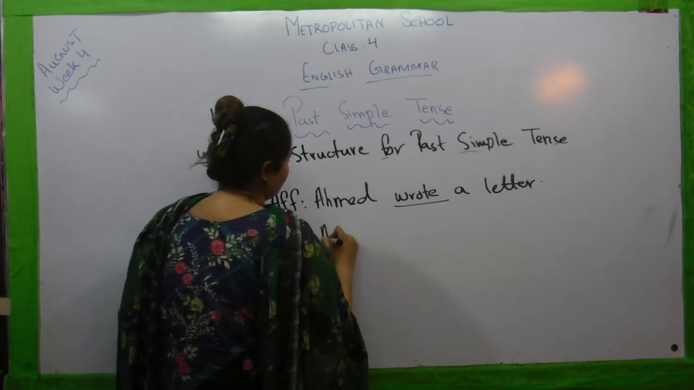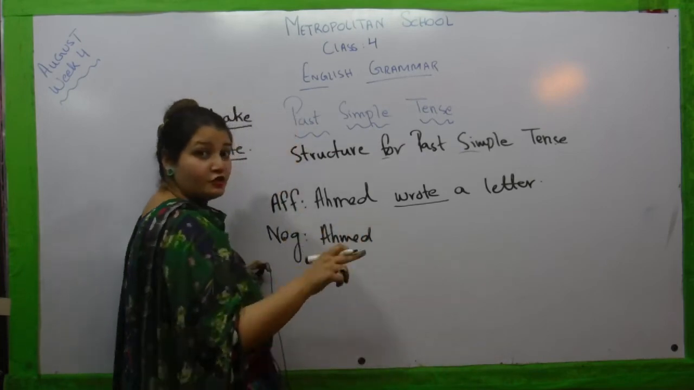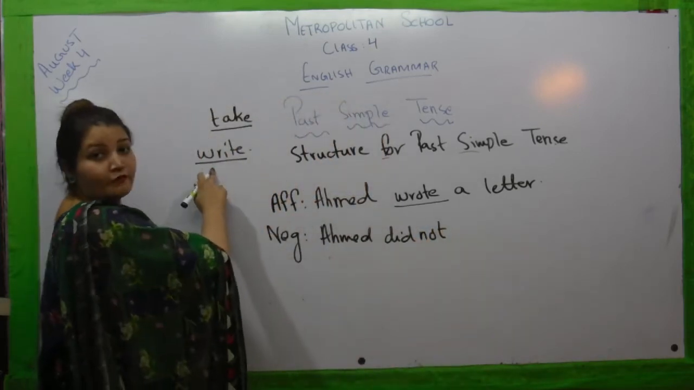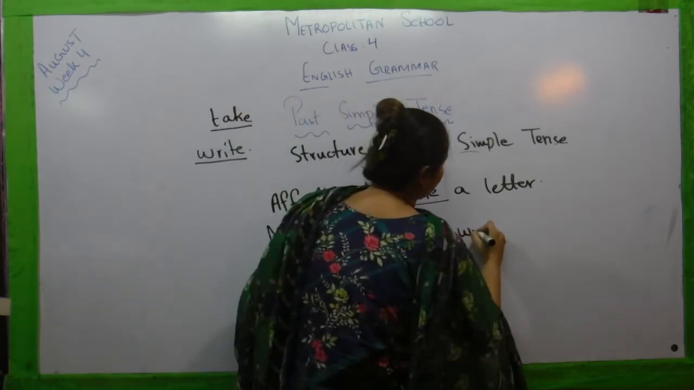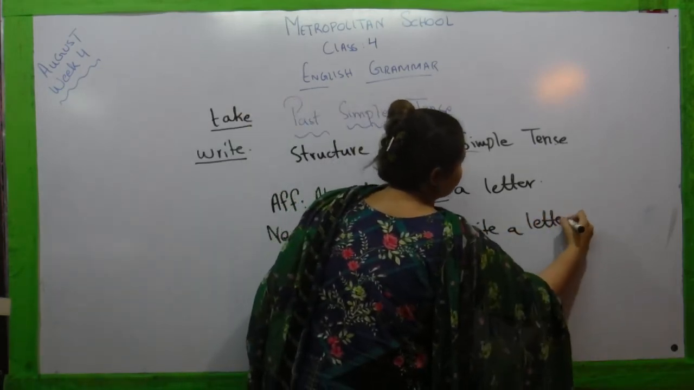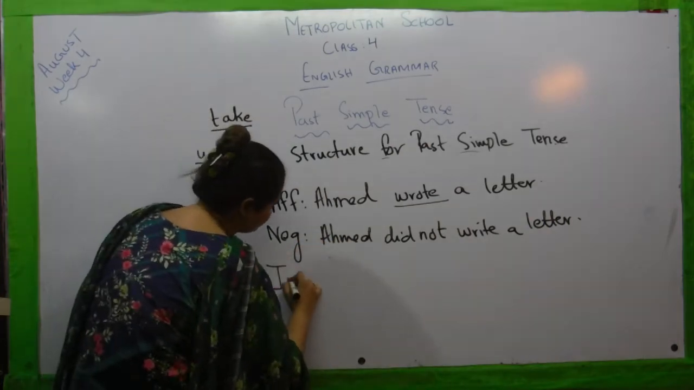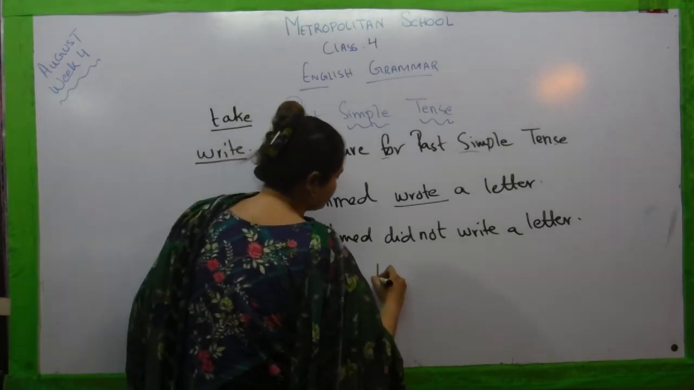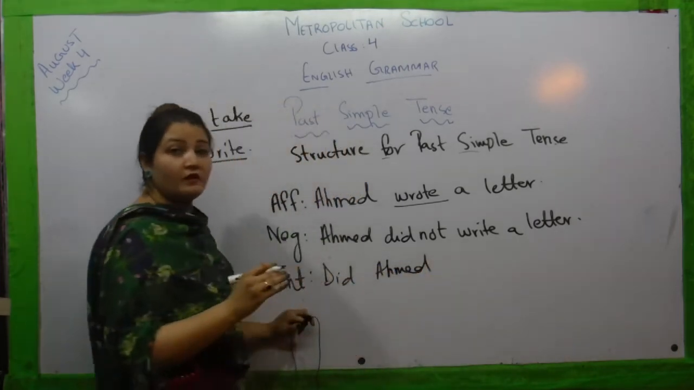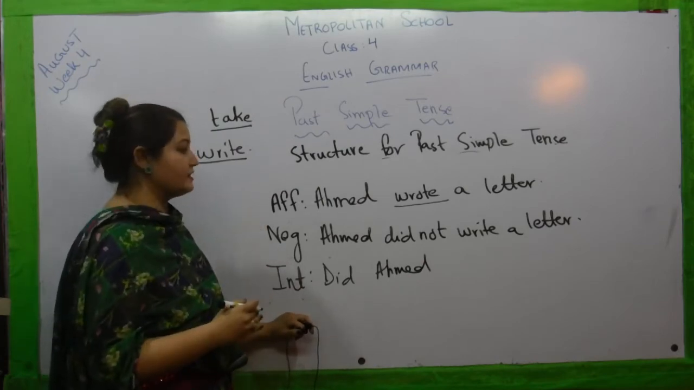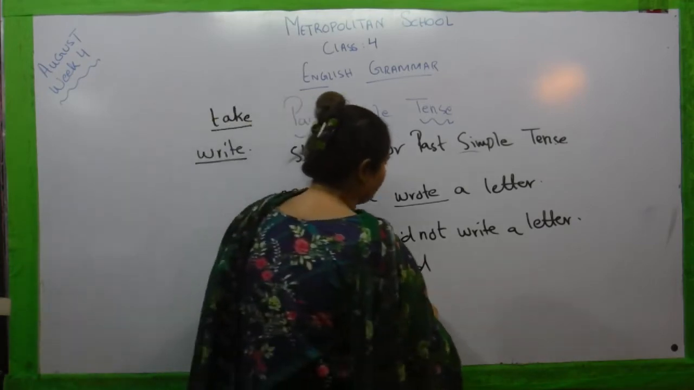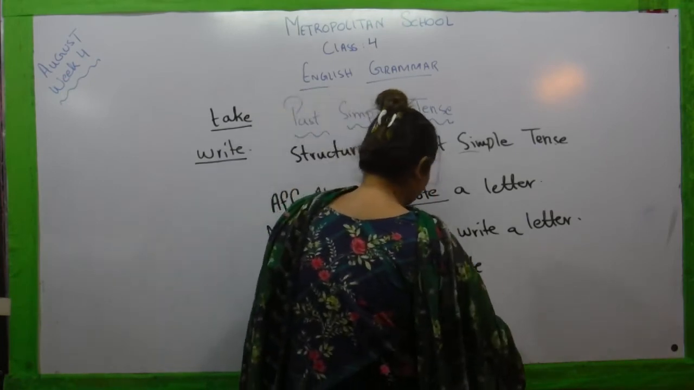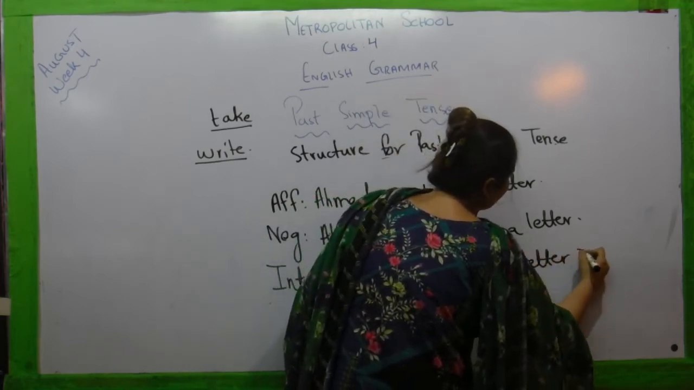Negative, subject, then did not. Ahmad did not, and then what we have to write? The first form of verb. Ahmad did not write a letter. This is the object. Now for the interrogative, what we have to do? Did will come at the first, did, then subject, Ahmad. I am repeating the structure again and again along with every sentence so that you can memorize it very well. Did Ahmad, first form of verb. Did Ahmad write a letter? And then a question mark.